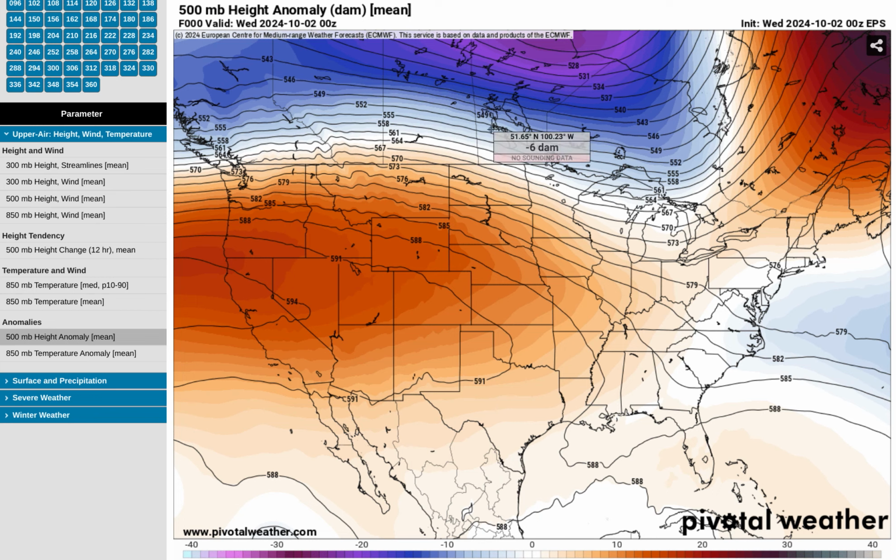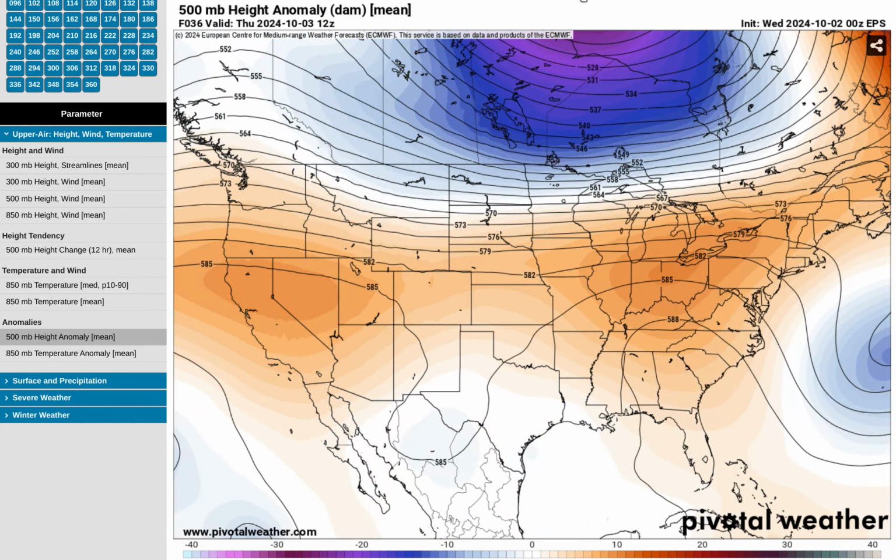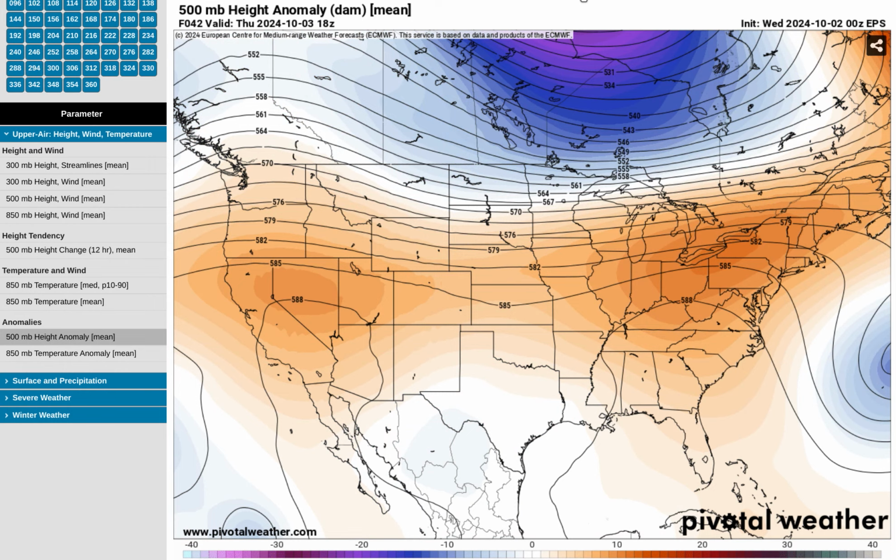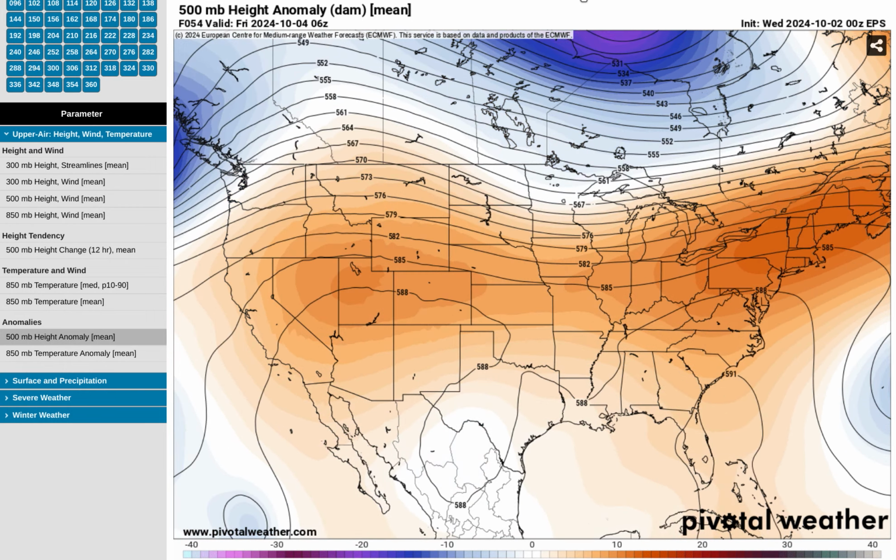So starting off today on October 2nd, we have pretty expansive ridging across the central and western US, and a pretty strong trough up in Canada. Now, over the next few days, you'll notice that a lot of ridges and troughs move quickly west to east across the U.S.